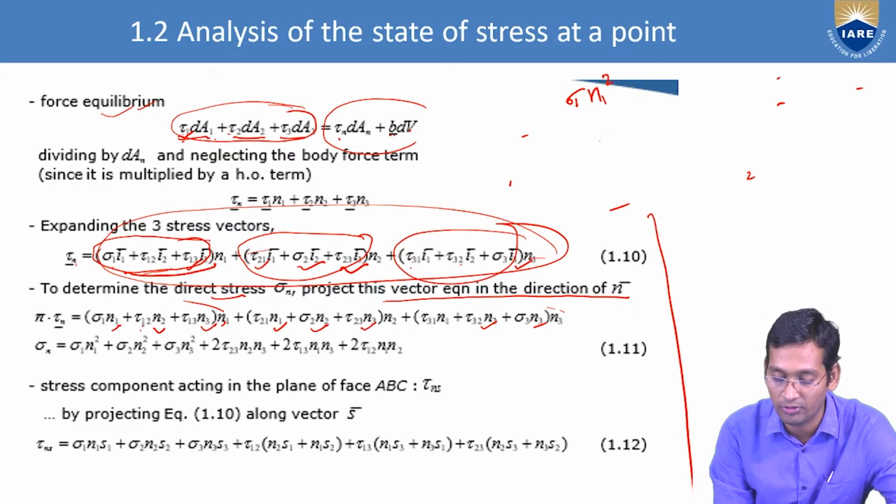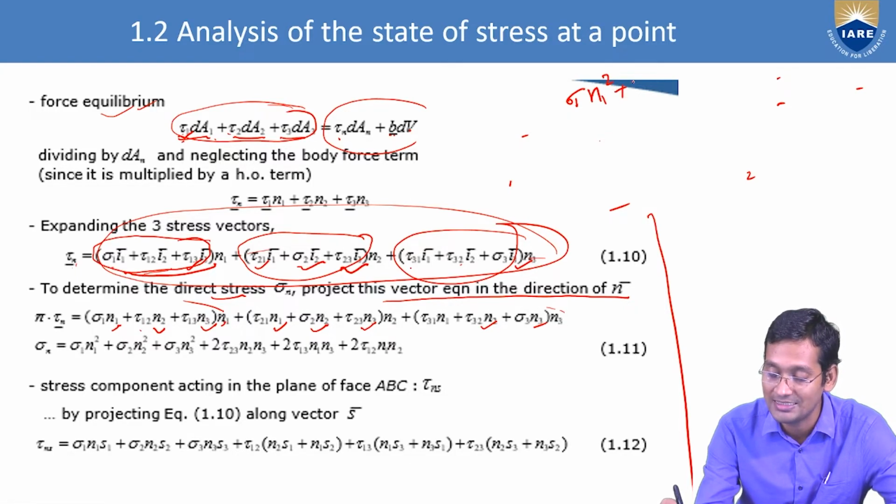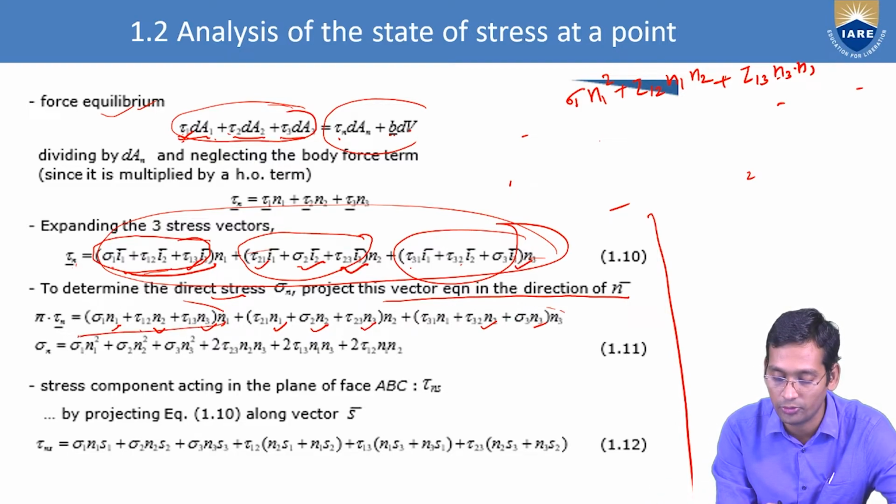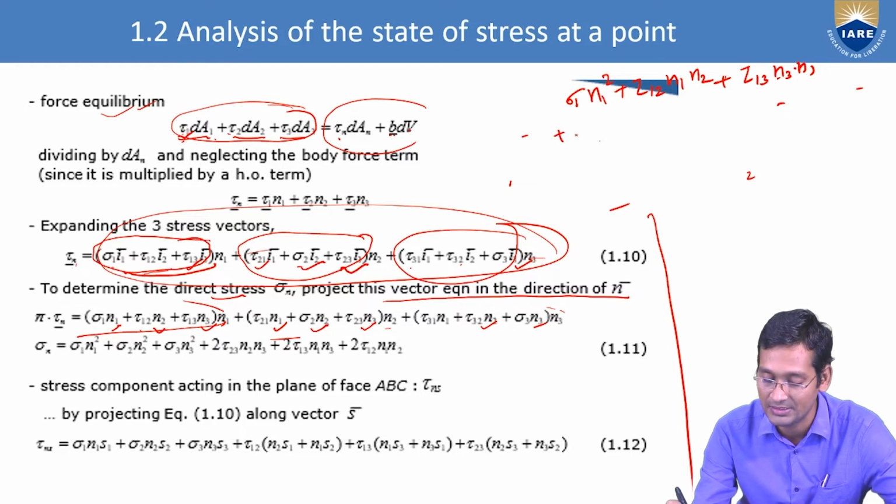After this, n1 multiplying to this one, so plus tau 1 2 n1 n2. Then next will be plus tau 1 3 and n3 into n1. So now this got over. Now multiply here n2 to these two terms. So plus tau 2 1 n1 and n2. n1 already is there, n2 we are multiplying to all the terms.